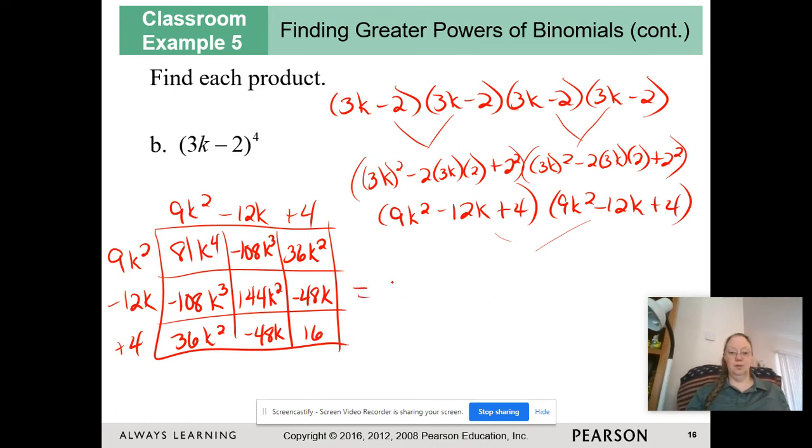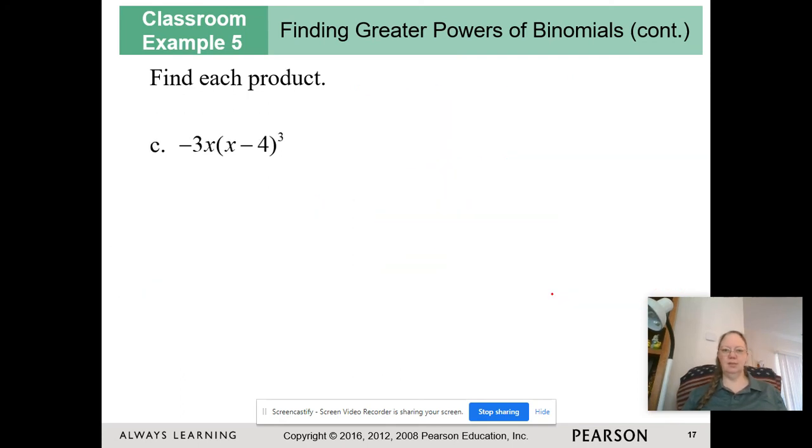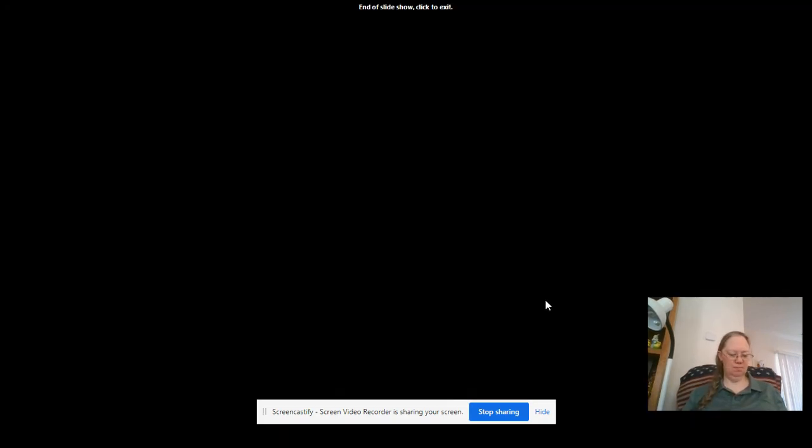All right, so 81k to the fourth minus 216k cubed. I'm going to have to use a calculator for this one. 36, 144, 216k squared. And 96k and 16. Woo! Hopefully that's the last one. No! All right.